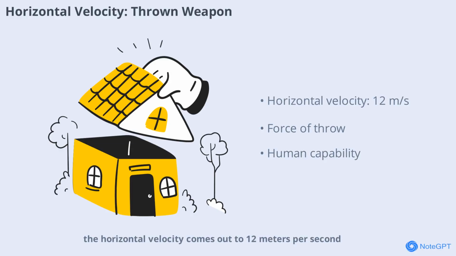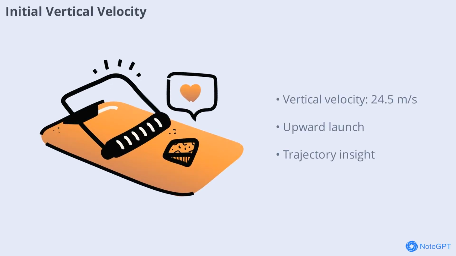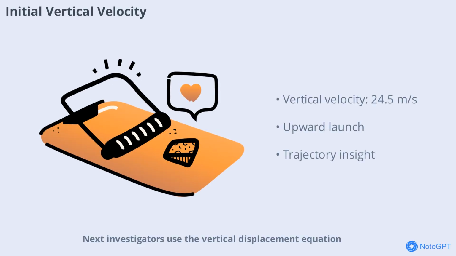The horizontal velocity comes out to 12 meters per second. This value gives insight into how forcefully the weapon was thrown, which can be compared to typical human capabilities. Next, investigators use the vertical displacement equation to find the initial vertical velocity. Plugging in the numbers, they determine the vertical velocity to be 24.5 meters per second upward. This calculation is essential for understanding the launch angle and the overall trajectory of the weapon.